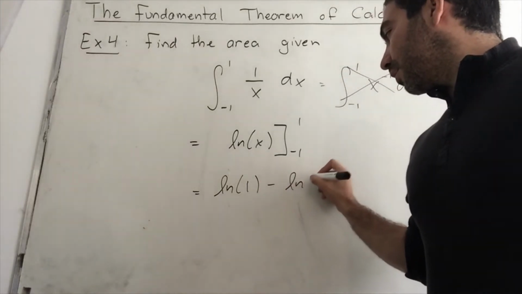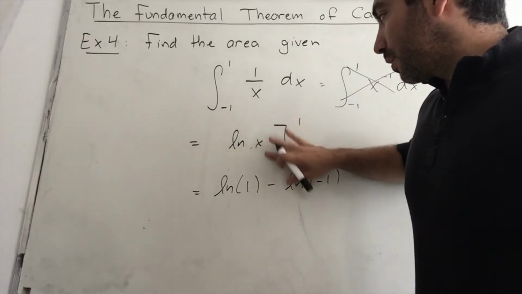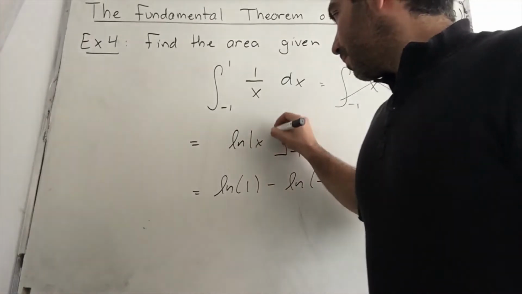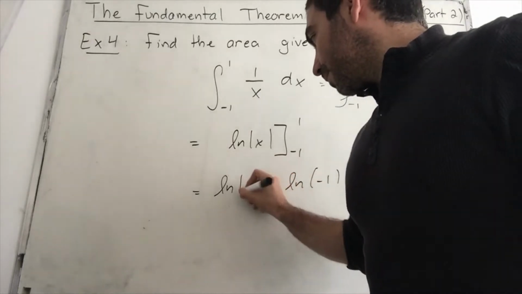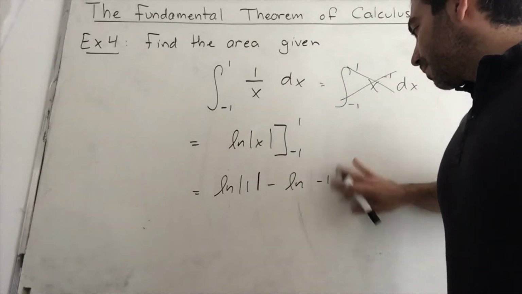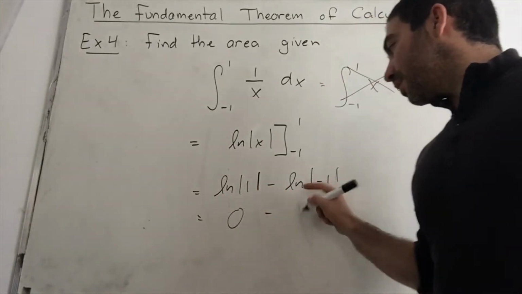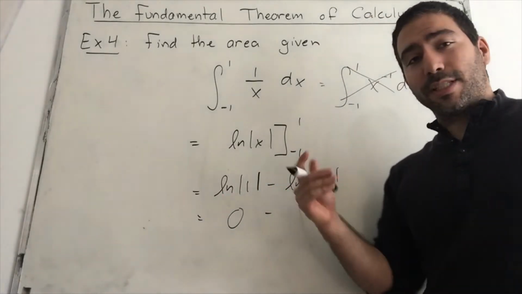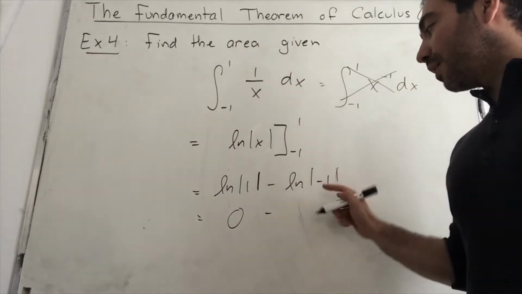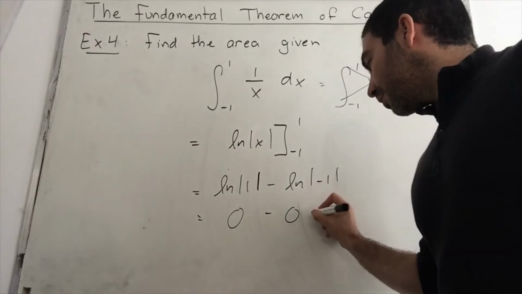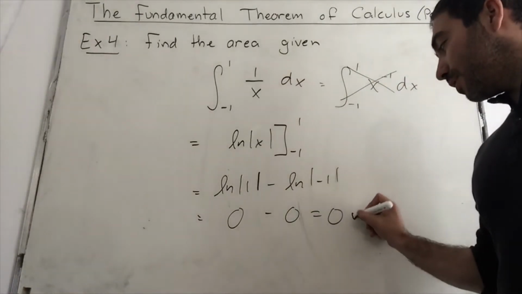minus ln of -1. These ln's are actually in absolute value brackets. So let's put that. Giving us ln of 1, which is 0, minus ln of -1 doesn't make sense, but since it's an absolute value function, it's actually ln of 1, which is also 0, giving us 0.